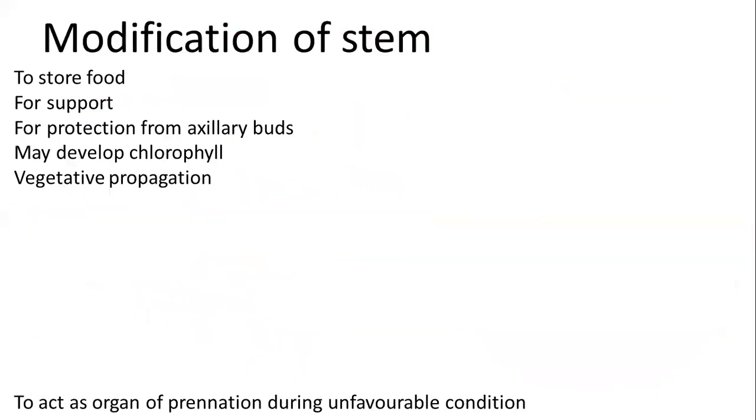Next, coming to modification of stem. Here we'll see how the stem gets modified according to its habitat. Sometimes the stem is modified to store food. You can see this in potato. Potato is a modified stem, and turmeric is a modified stem. Turmeric, ginger, these are all examples of modification of stem.